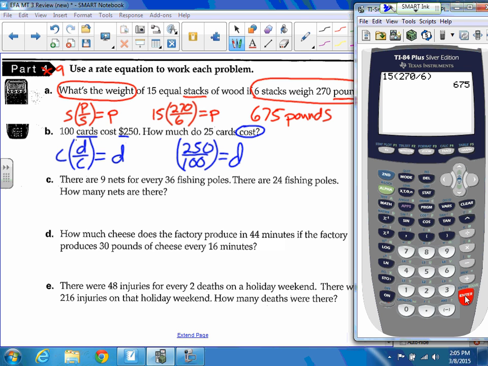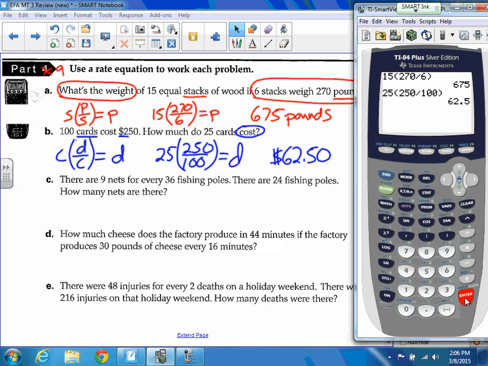And then, you know, how many cards is it asking about? Well, it's asking how much 25 costs. So that 25 for cards, that goes out front. Okay, now again, you can just go to your calculator here and type these in. So I'm going to have 25, parenthesis, 250 divided by 100, parenthesis, and all I have to do is hit enter, and it tells me that those 25 cards are going to cost $62.50.